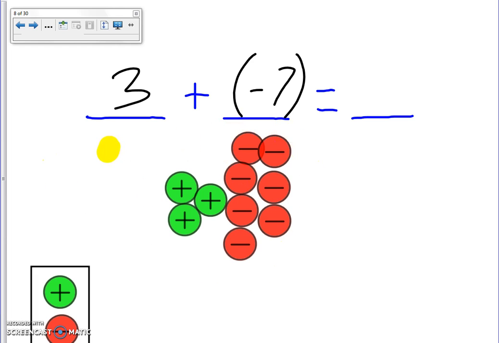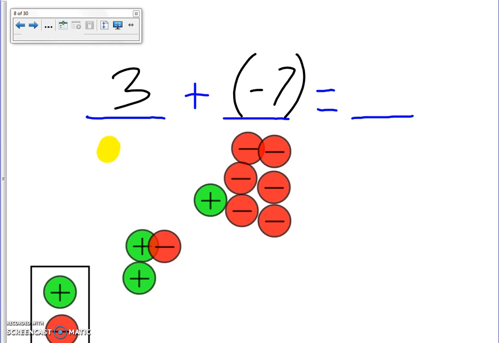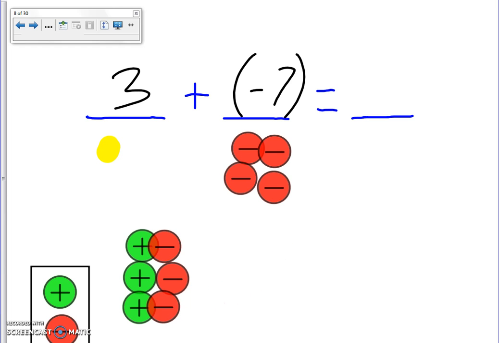Well, just like I did last time. 1 positive and 1 negative together have a value of 0. Again, 1 positive, 1 negative have a value of 0. 1 positive, 1 negative have a value of 0. So all of this right here is 0, 0, 0, which of course is 0.